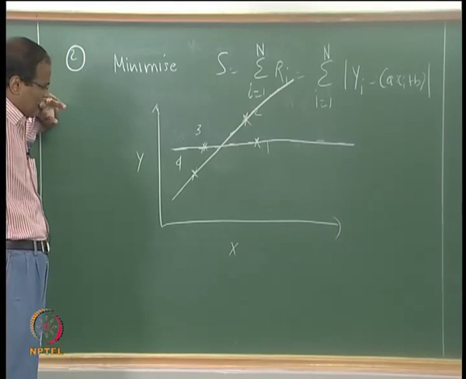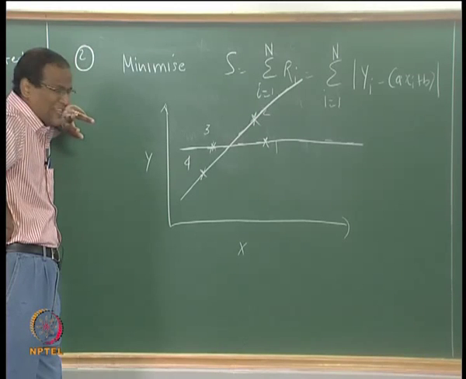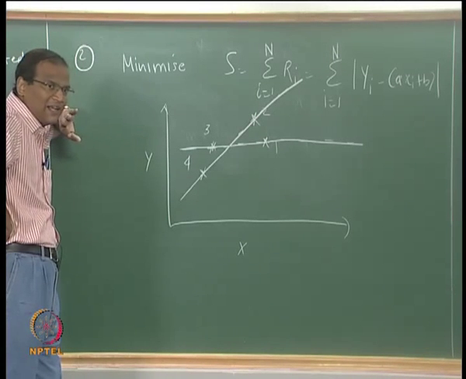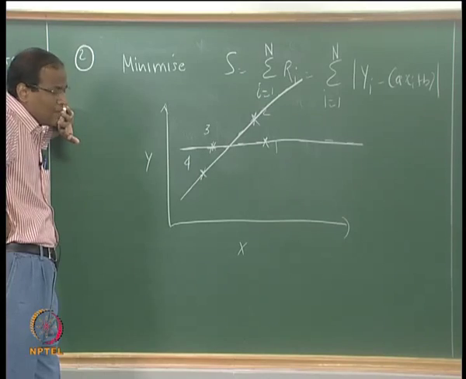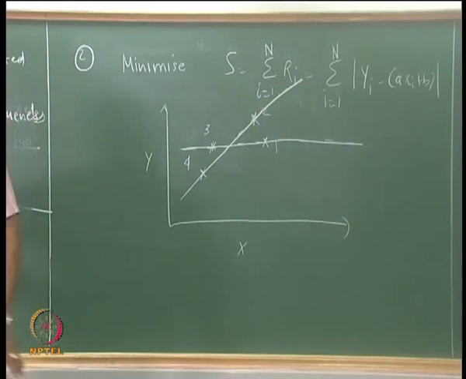So there are 4 points, okay. I have joined points 2, 4 with a line and points 1, 3 with a line. Any line which occurs between these 2 lines will try to minimize this. There could be so many lines which will satisfy this.